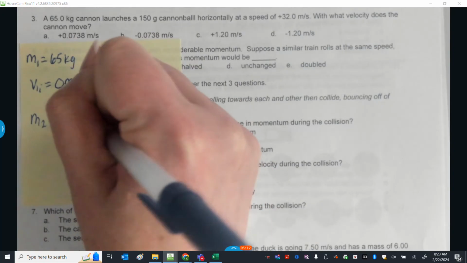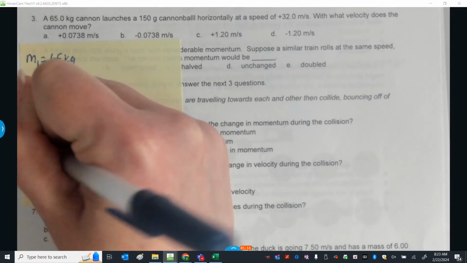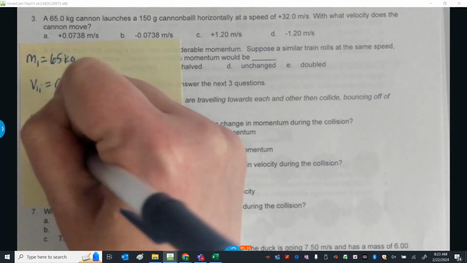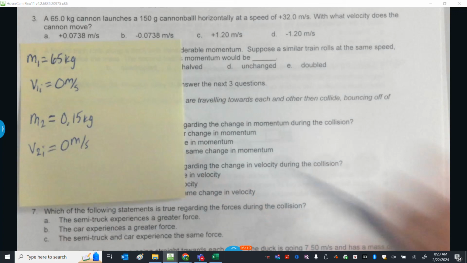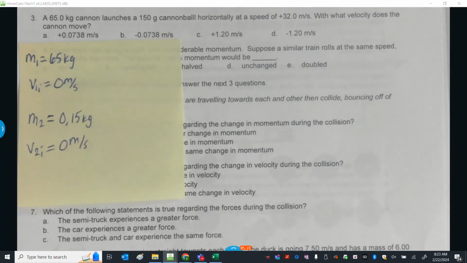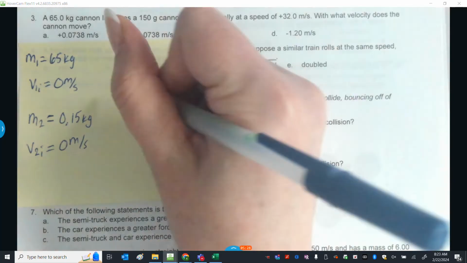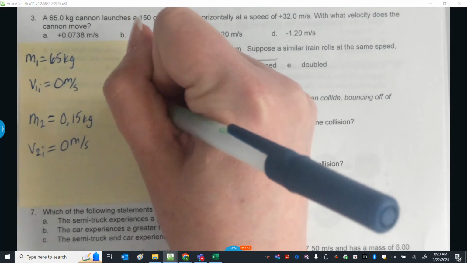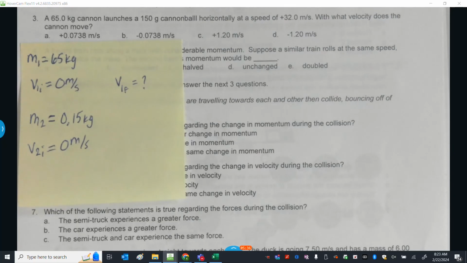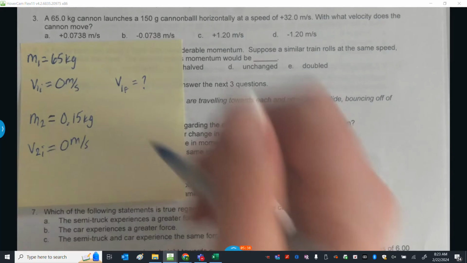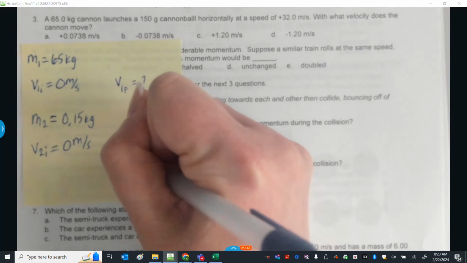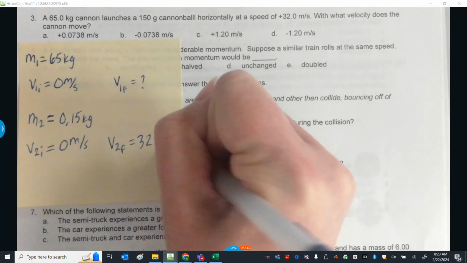0.15 kilograms. Again, its initial velocity before it is fired is 0. It's not moving yet before it is fired. Okay, and then afterward, again, with these you're going to have a before and an after. After it is fired, I'm trying to figure out how fast my cannon is moving. That's the question: with what velocity does the cannon move? Okay, but I do know how fast the cannonball moves. Its final velocity is in the question, 32 meters per second.